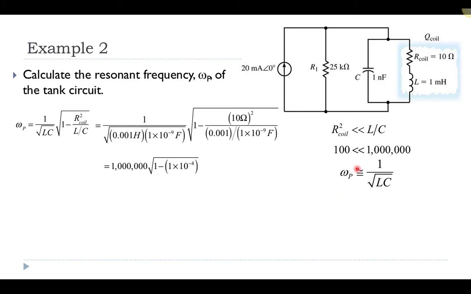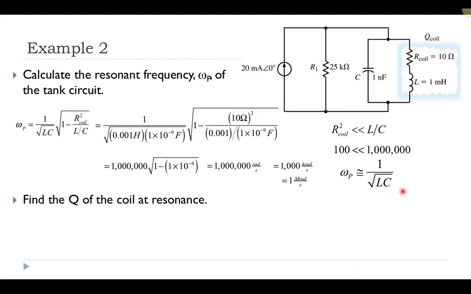So for all practical purposes, I could have used the expression that the resonance frequency is just 1 over the square root of the inductance times the capacitance. So it's essentially 1 times 10 to the 6 rads per second, or 1,000 kilorads per second, or 1 megarad per second, right? So we can use different prefixes there to write down what the resonance frequency is.